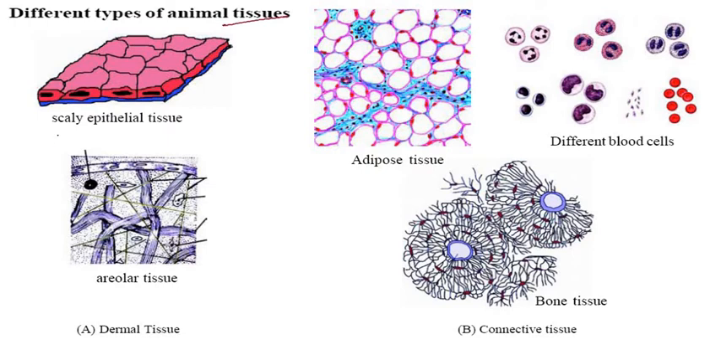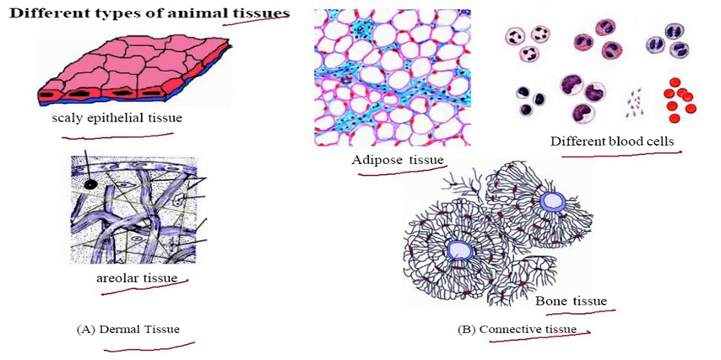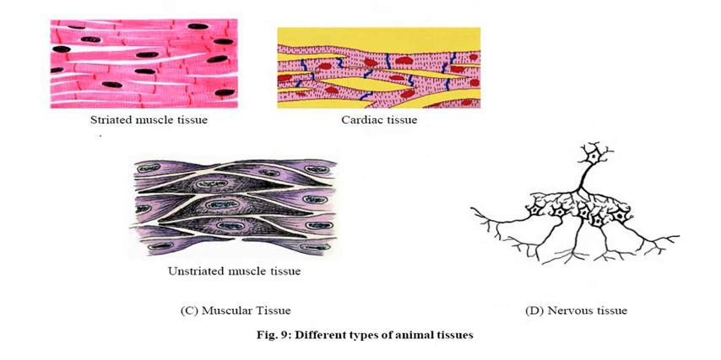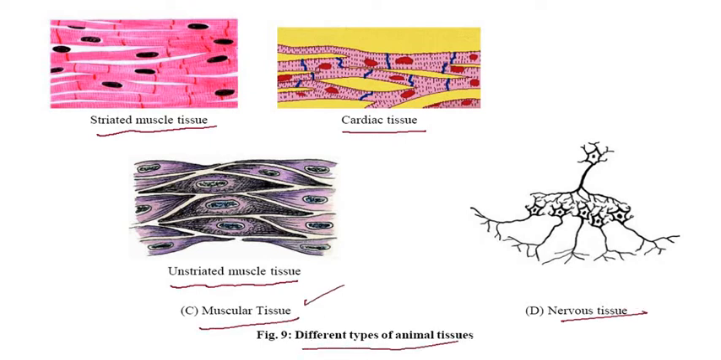You can see the first one is the squamous epithelial tissue, and this one the adipose tissue, and this is the different blood cells. And here is the areolar tissue, and it is the bone tissue, and then the connective tissue, and this is the dermal tissue. Now come to the next one, and that is the striated muscular tissue, and it is cardiac tissue, and this one is the unstriated muscular tissue, and this is the nerve tissue. You can see different types of the animal tissues.